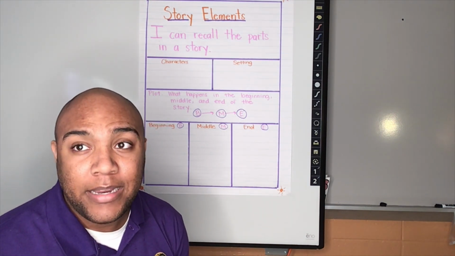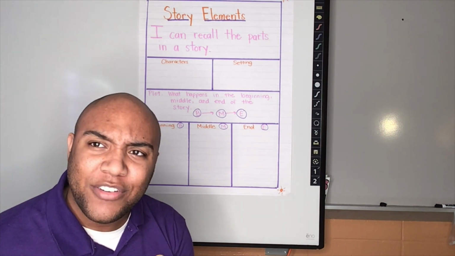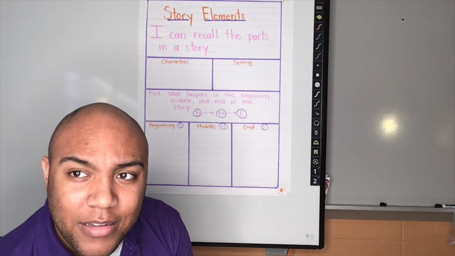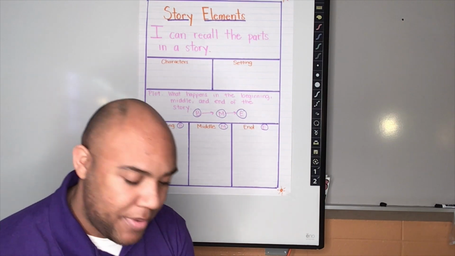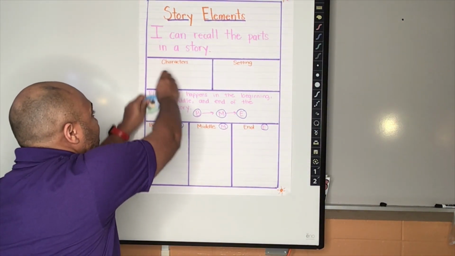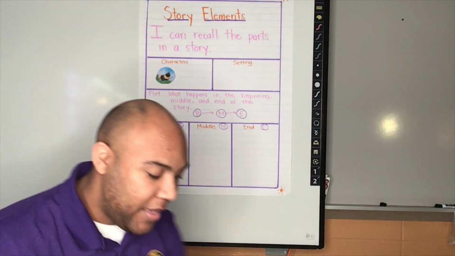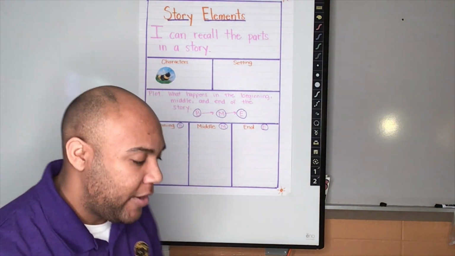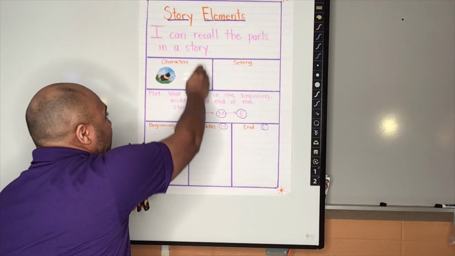Now let's go back and identify the characters. Who were the characters in the story? If you said Buzzy the bumblebee, you were correct. Maybe you might have also said his parents, Mom and Dad.